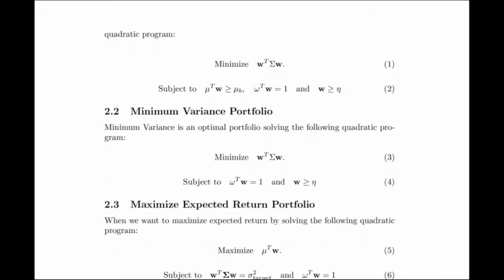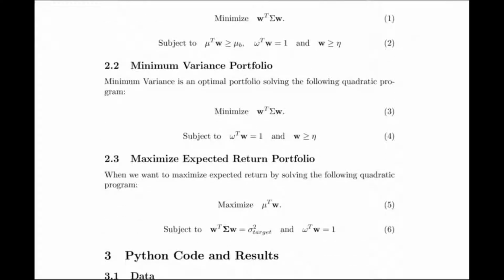And second, the minimum variance portfolio. The minimum variance portfolio is an optimal portfolio solving the following quadratic program. And we also need to minimize the variance, but we do not need to be subject to the expected return.